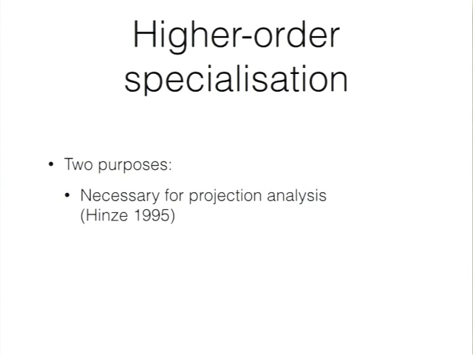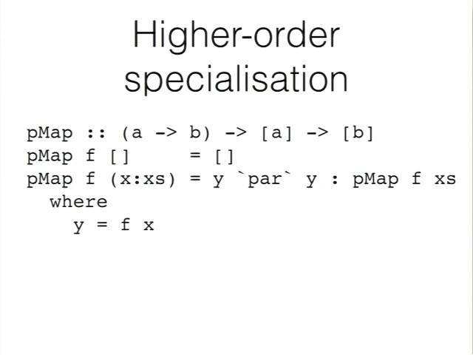Okay, so now, how do we do it? The first step is higher order specialization. I used to call this defunctionalization, but so many people got angry with me, so I changed it. It serves two purposes in our work. The first is that it's necessary for the projection analysis we use, which is Ralph Hinze's from 1995, and it helps us specialize PAR sites. And what do I mean by that? So here's a typical PAR map.